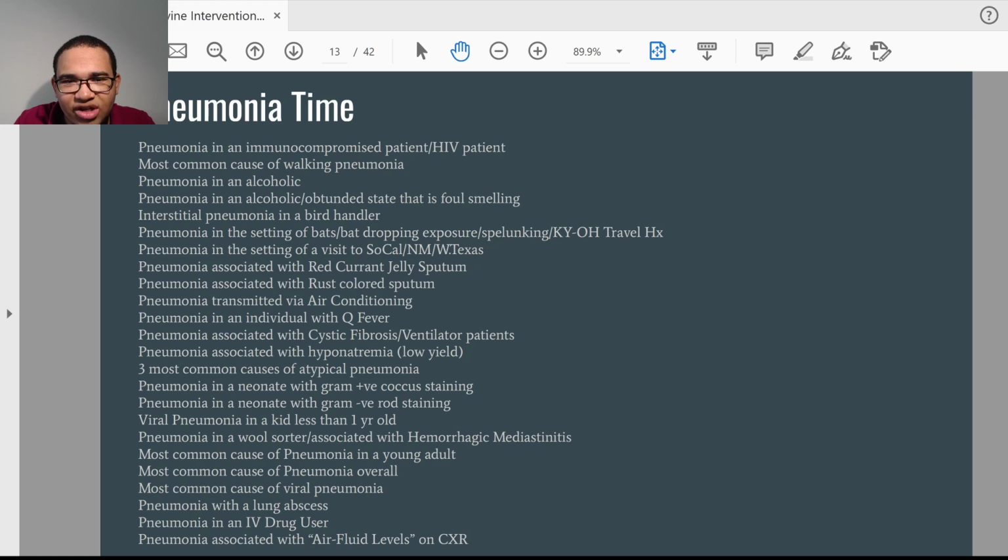And then pneumonia in an IV drug user, again, think about an anaerobe, think about Staph aureus. And remember that Staph aureus loves to cause pneumonia, especially with cavitation, like after a person just has the flu, right? Remember, the flu is not caused by H. flu, it's caused by the actual influenza virus. Okay, and then pneumonia associated with air fluid levels on chest x-ray. If you see that again, think about some kind of anaerobe.